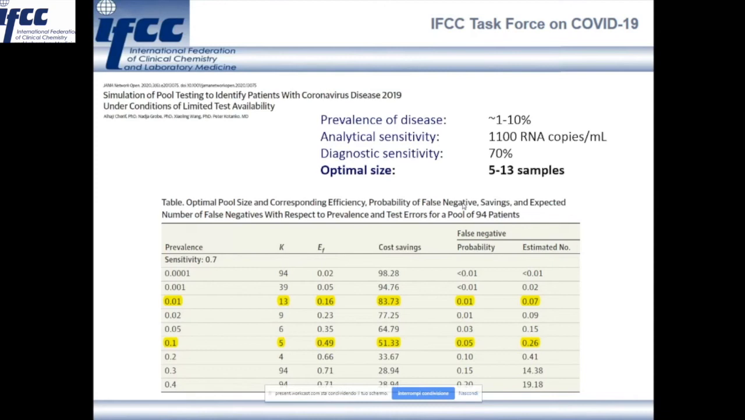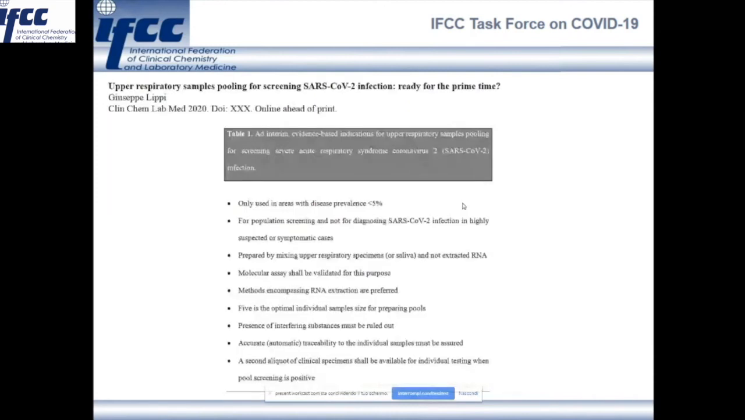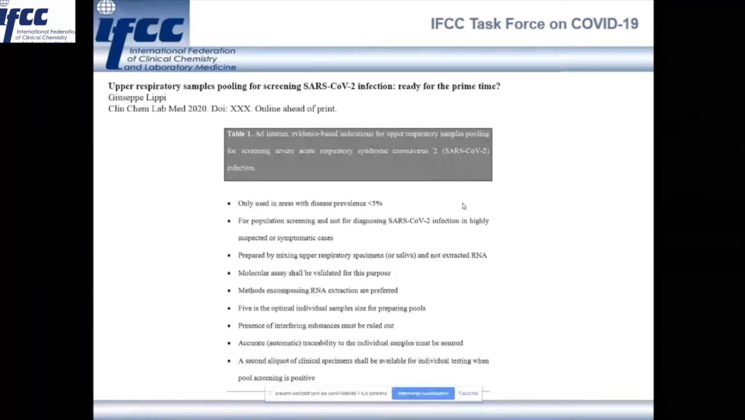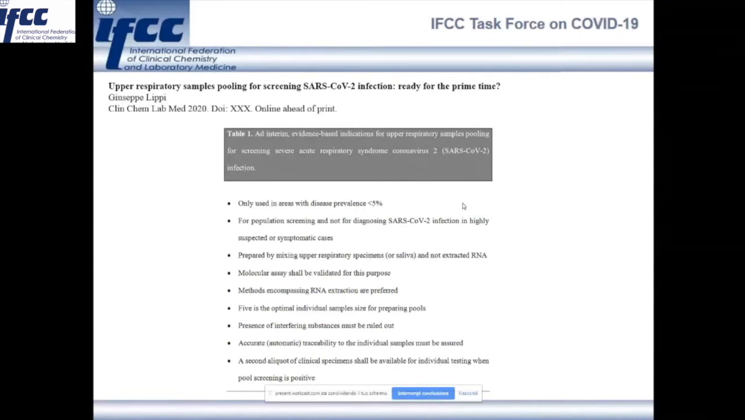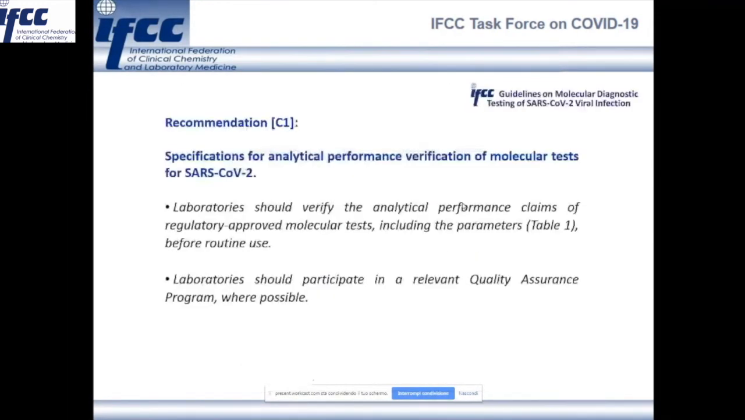Merging this evidence with that of some other studies, including the recent technical note endorsed by the European Centre for Disease Prevention and Control, some practical considerations can be delineated for sample pooling, as summarized in this table. Therefore, we would recommend that this strategy shall only be used in areas with low disease prevalence, shall be used for population screening, but not for diagnosing SARS-CoV-2 infection in highly suspected or symptomatic cases.